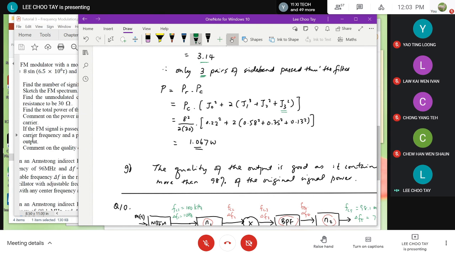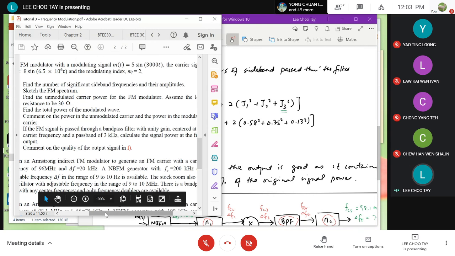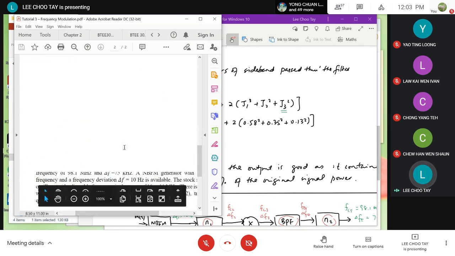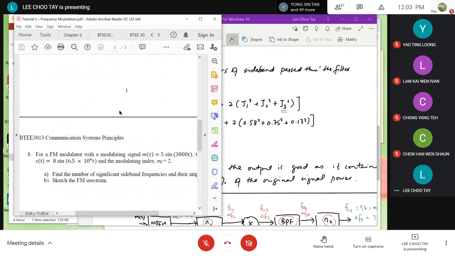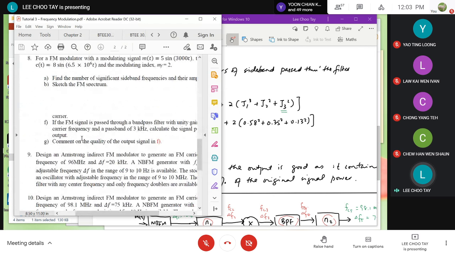Let me finish off the last one before I give you time to copy. You are asked to comment on the quality of the output signal in F. Can you make a correction in your tutorial question? This should be F, the one here. I want to know the quality of the output signal that comes out from the bandpass filter. Is it good or is it not good? If it's good, then you have to say why it's good. If it's not good, then you have to say why it's not good.